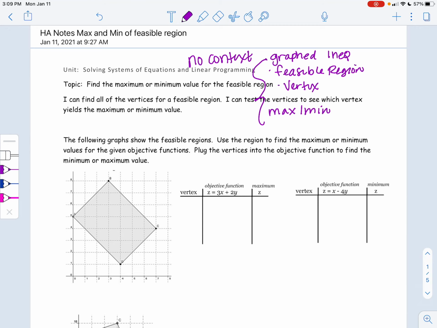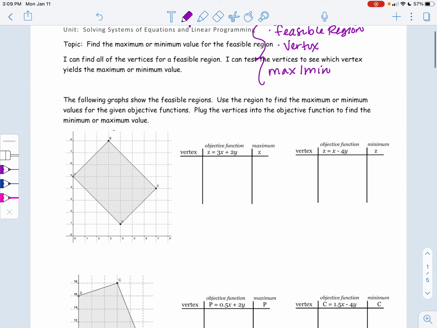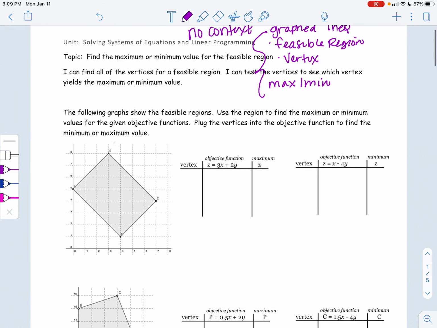But in each of these, I'm going to give you these first couple examples. I'm going to give you the graphed inequalities with the feasible regions, and the vertices are really easy to find on the picture. And then we're going to do what we call the objective function. And that's like this, where I find a maximum, or this one where I find a minimum.